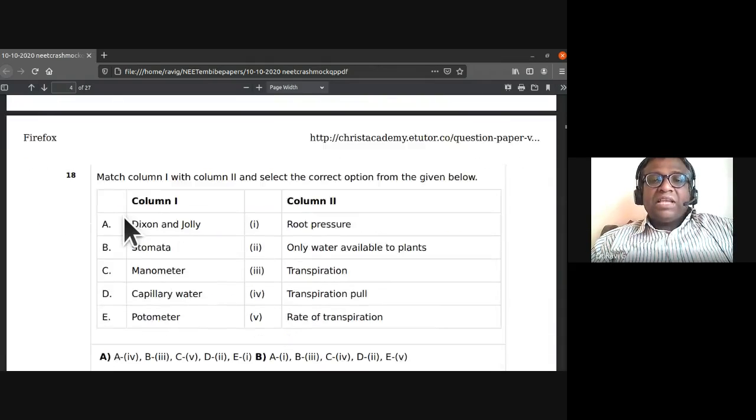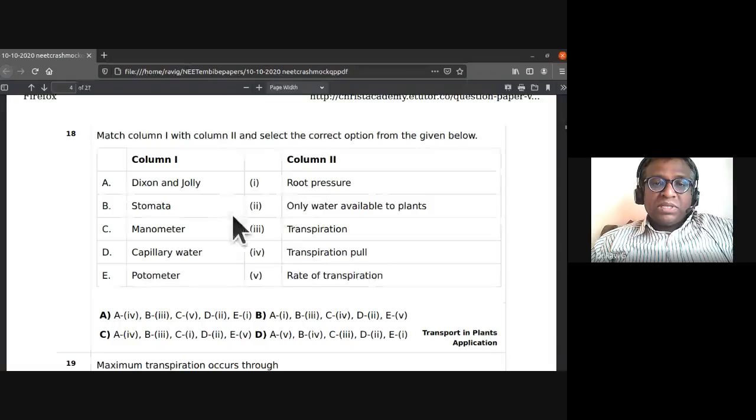18th one, match column 1 with column 2. This is a little out of your syllabus. You can notice that Dixon and Joly put forth the transpirational pull theory. Dixon and Joly, fourth one, A4, stomata, so it brings about transpiration. B3, A4, B3. You just see in which option that condition is there. A4, B3 is in A and C.